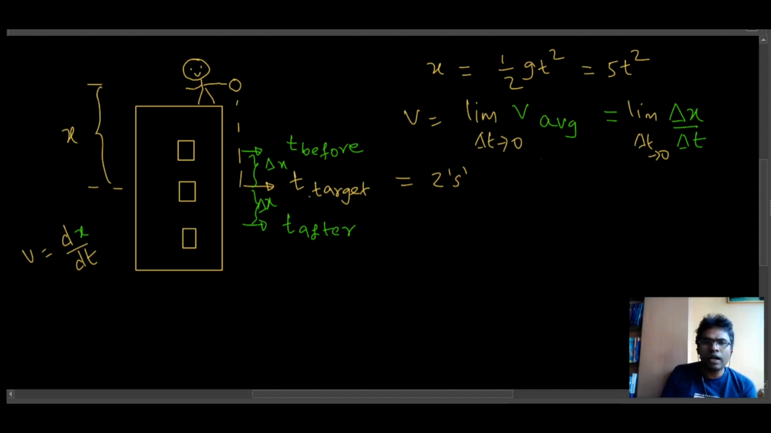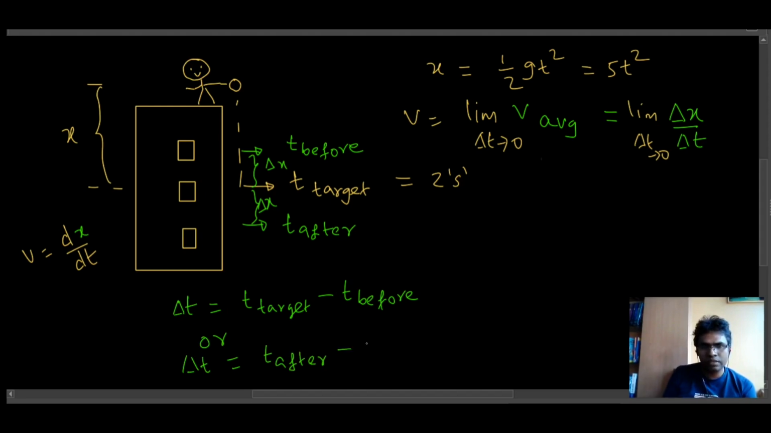So here the idea is to keep this time interval, which is either the target time minus a time before it, or a time after our time of interest, which is 2 seconds, minus the target time. So as long as you keep this time interval very, very tiny, you will get an idea of the instantaneous velocity or velocity at t equal to 2 seconds.